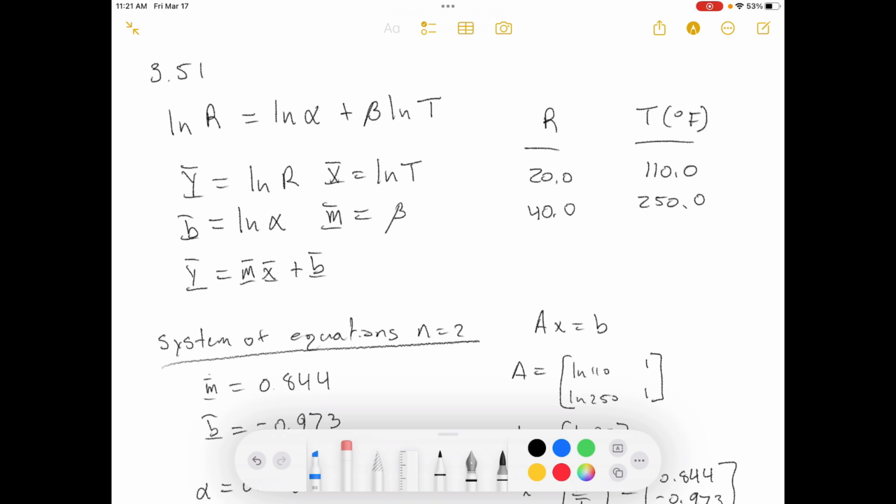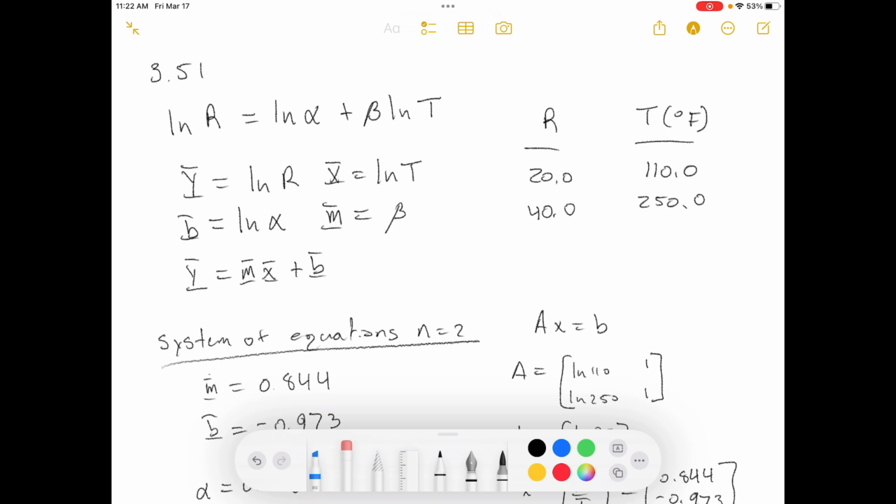Today we're working out of Elementary Principles of Chemical Processes, 3rd edition, and we're doing problem number 3.51. The problem statement says, a thermostat control with dial markings from 0 to 100 is used to regulate the temperature of an oil bath. A calibration plot on logarithmic coordinates of the temperature, T in degrees Fahrenheit, versus the dial setting, R, is a straight line that passes through the points R1 = 20, T1 = 110, and R2 = 40, T2 = 250. Part A. Derive an equation for T in Fahrenheit in terms of R.